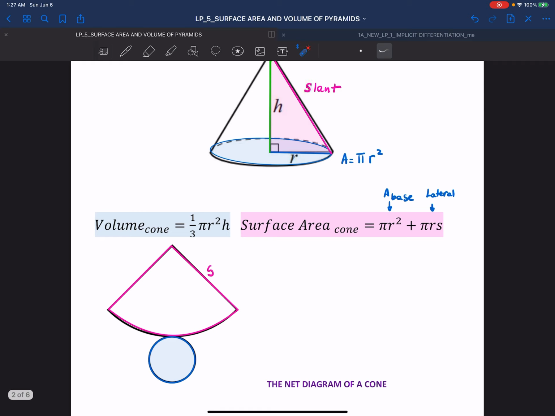And for a cone, the surface area may be a little bit tricky to memorize, okay? Not difficult. And a cone has a slant, just like the pyramid. And the volume of a cone is found in a similar way as the volume of a pyramid, so 1 over 3 pi r squared h.